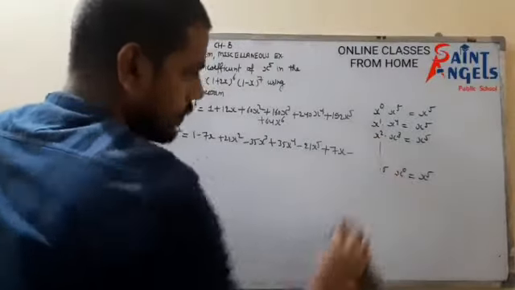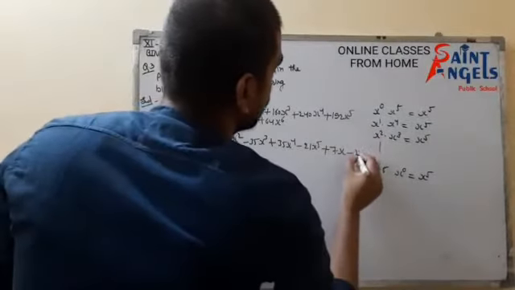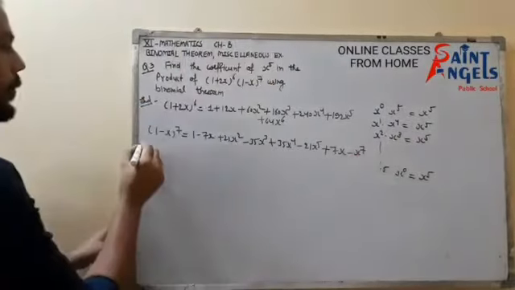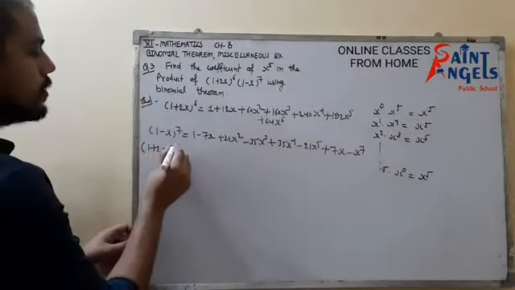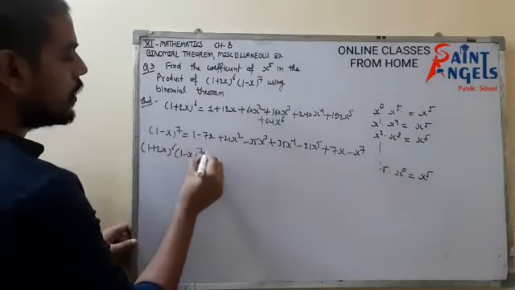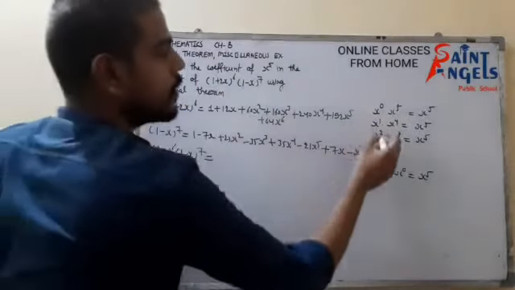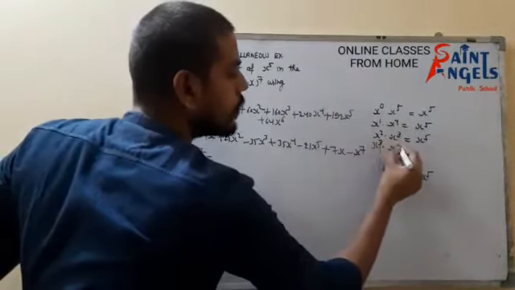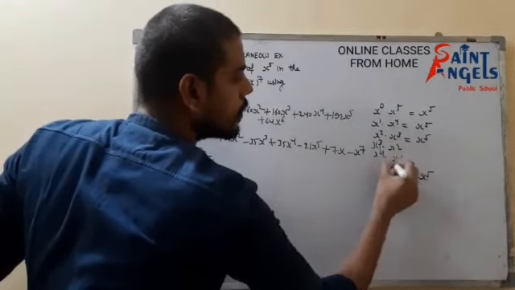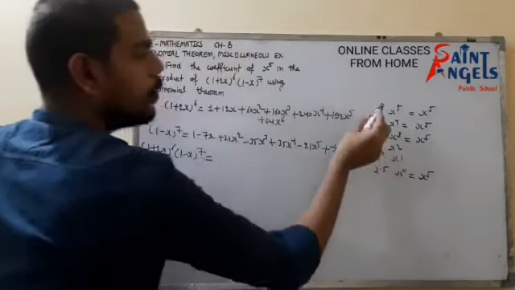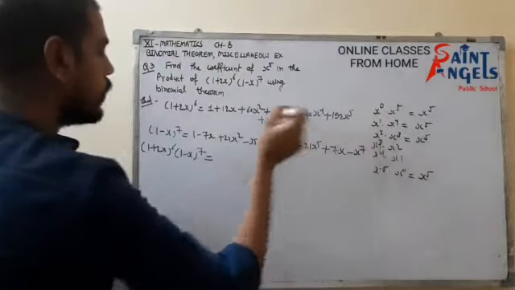Minus x to the power 7. So now we have to find 1 plus 2x to the power 6, the product of both the expansion. Now we have to find the coefficient of x to the power 5. Now look this way. X to the power 3, x to the power 2, x to the power 4, x to the power 1. We have to do, now look, coefficient of x to the power 0 in first expansion.